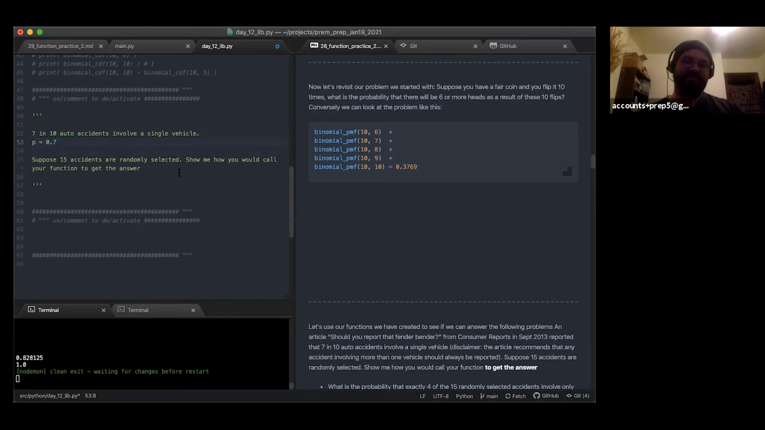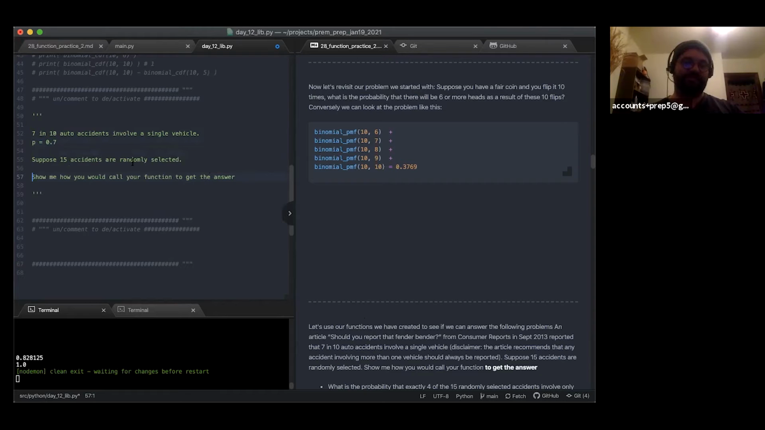Suppose 15 accidents are randomly selected. How would you call your function to get the following answers, and those are below, and we'll pull those in a second here. So 15 accidents are randomly selected. What does this number represent?